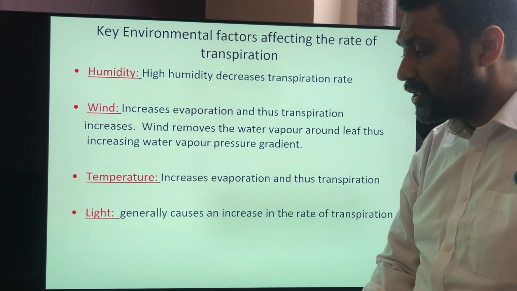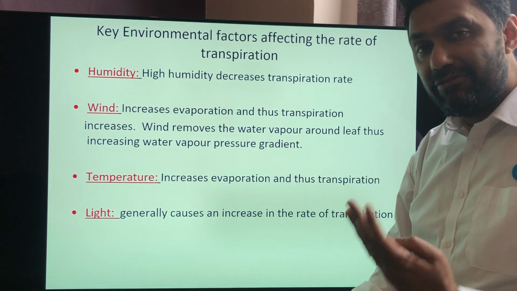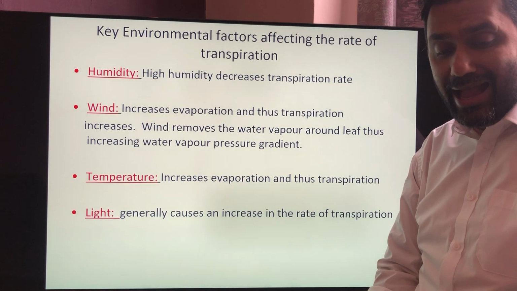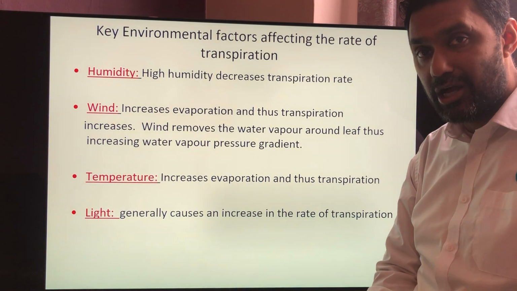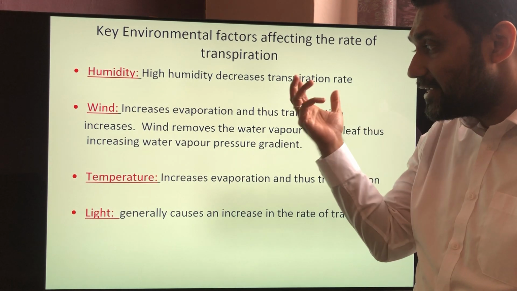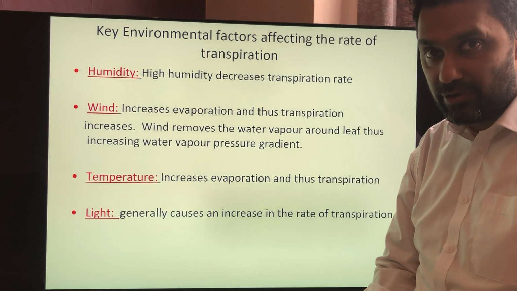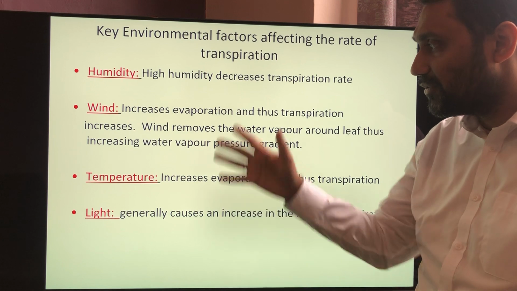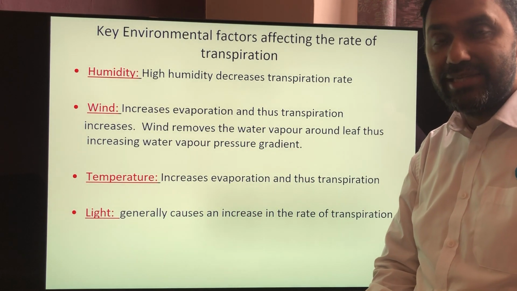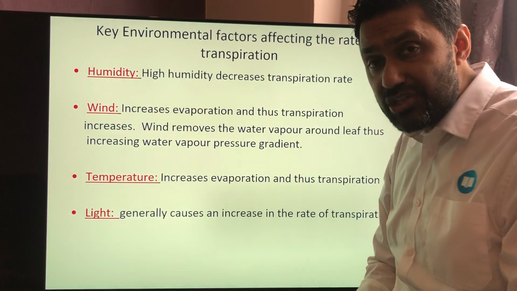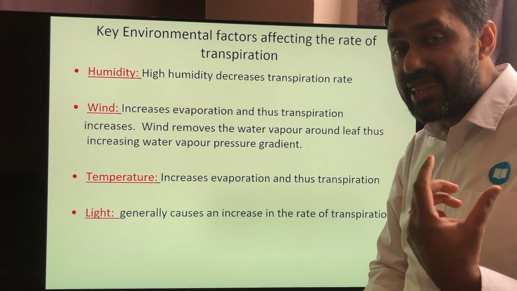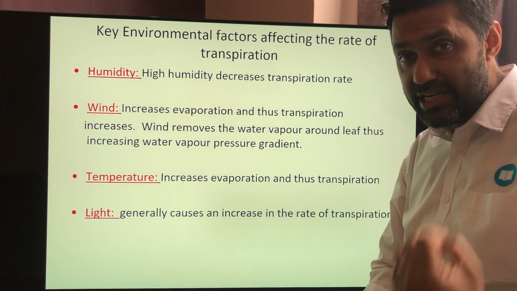So, key factors then. These are the 4 main factors that affect the rate of transpiration. You need to know the factors and the explanation behind them and why each causes the rate of transpiration to change. Humidity is the odd one out of the 4, so we'll start off with that one. The other 3 increase it. Humidity is the one that actually decreases it. So if I increase humidity, if it's more humid on the outside, then the transpiration decreases.